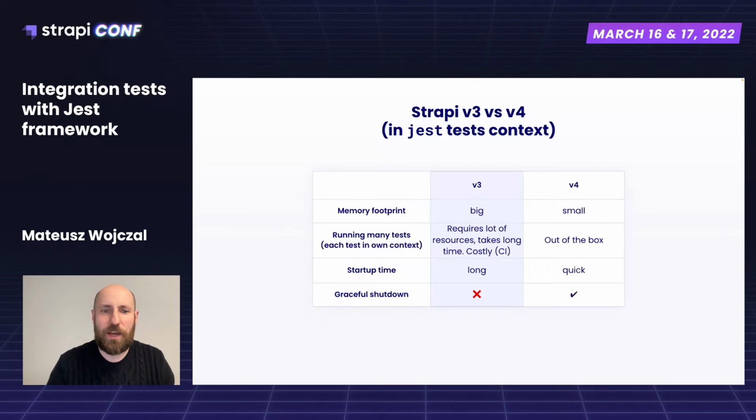And startup time is much quicker, and there's a really great function that wasn't possible in version 3, which is graceful shutdown. We are able to shut down Strapi gracefully, so the runner knows that all of the tests are done, and we can stop testing.